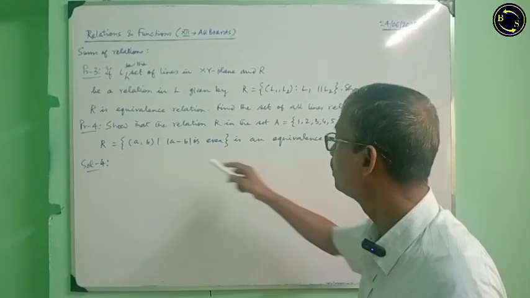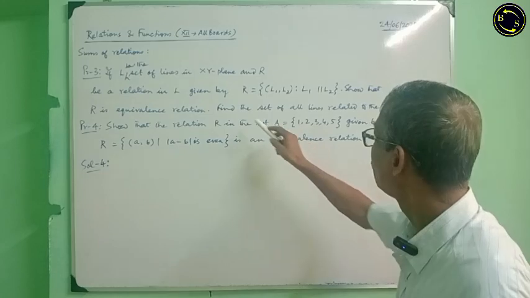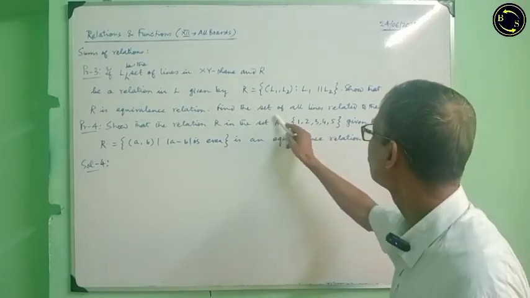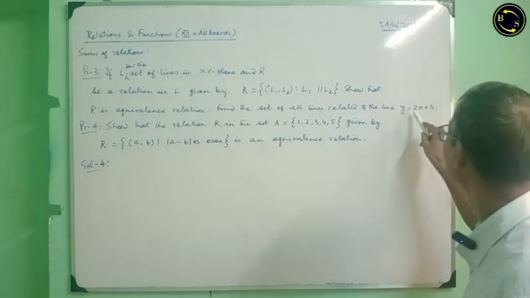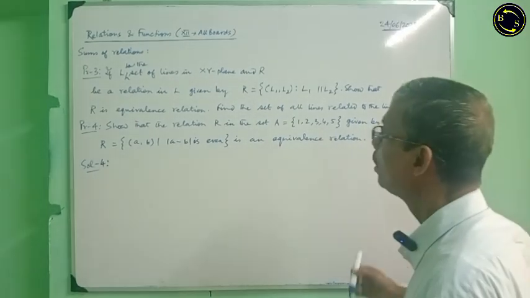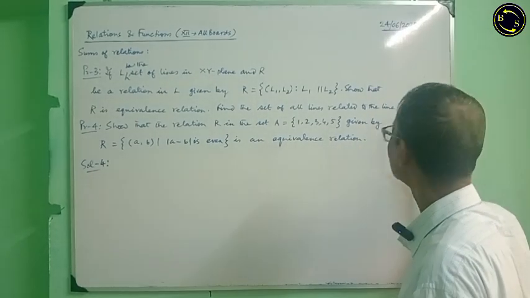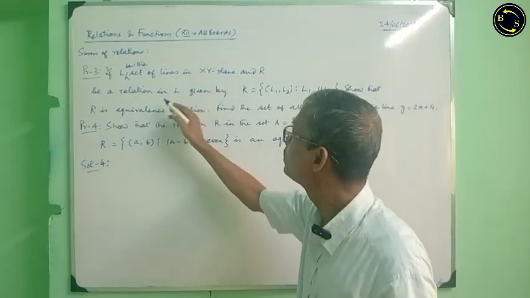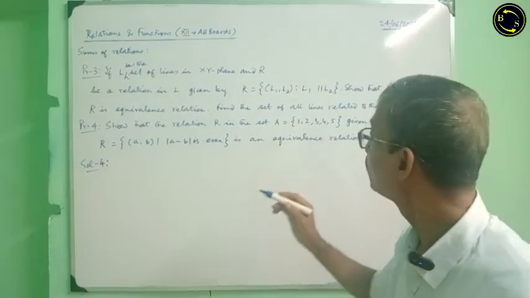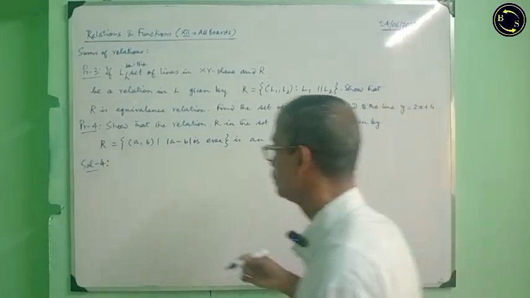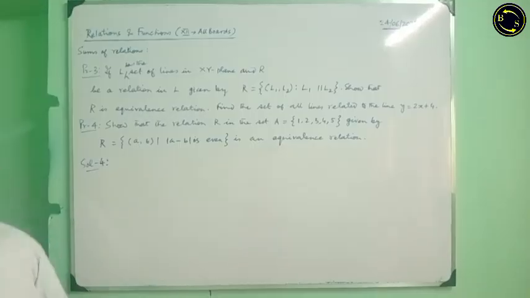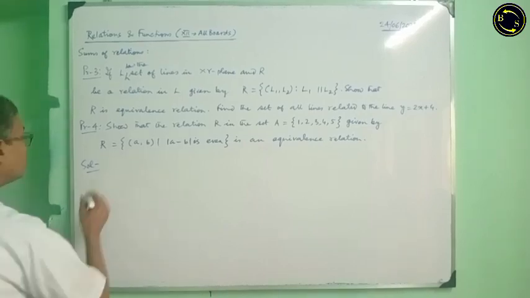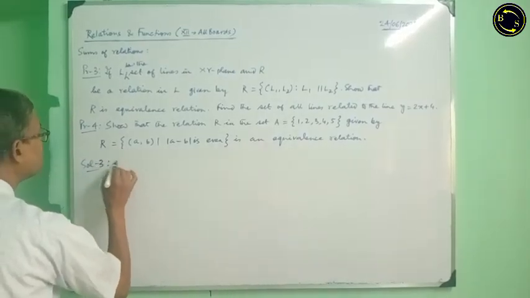Before starting problem number 4, let me discuss this one. Find the set of all lines related to the line y equal to 2x plus 4. Since parallelism is the relation, therefore, solution of 3, second part.